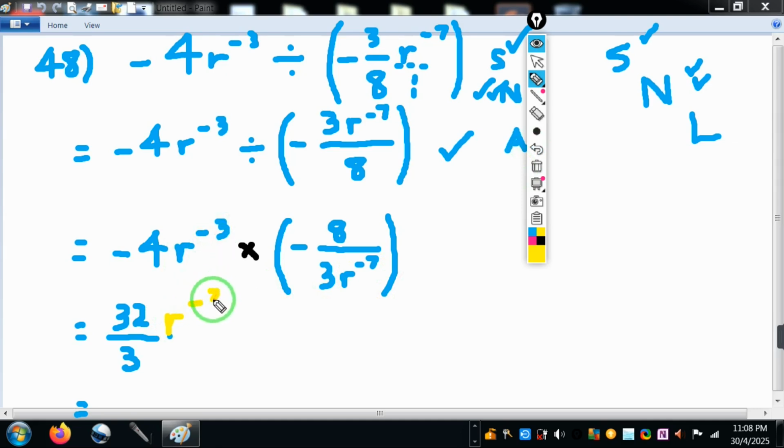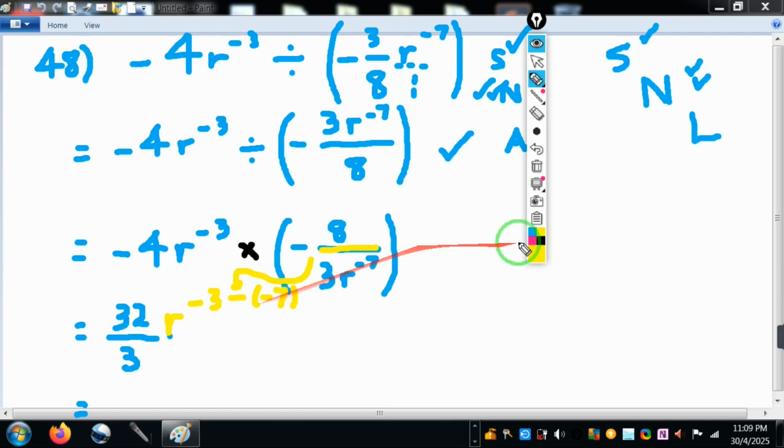minus 3. However, this is divided, not this times. This is divided by R minus 7. Divided, we already know, is a minus. This divide tells that the power must be minus. Minus what? Whatever the power, which is minus 7. Then we are very careful here.